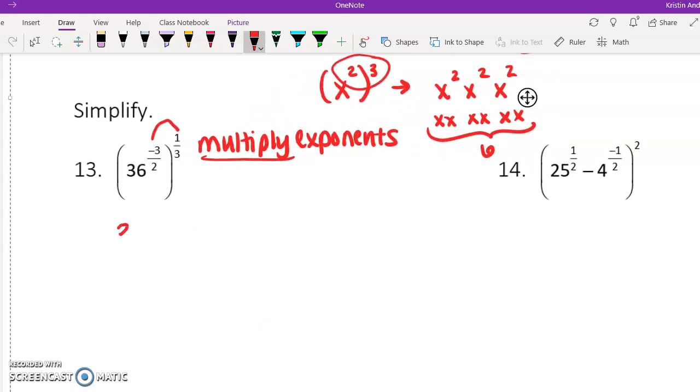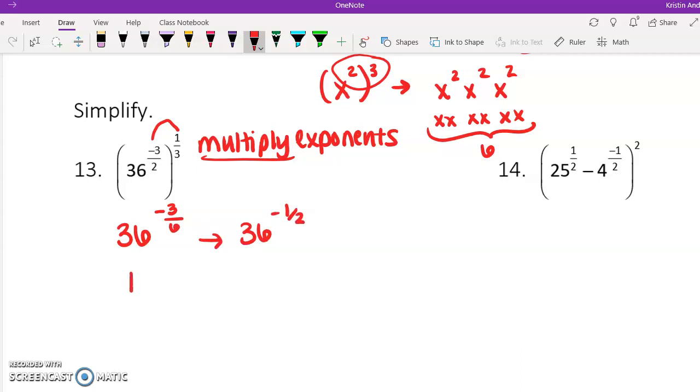I'm going to multiply, so I'll have 36. And then when you multiply fractions, you just go across the numerator and denominator. So that's -3 over 6, which simplifies to -1/2. And I know a negative power, I move to the denominator, and I make it a positive power. And I know that a 1/2 power is a square root, so my answer is 1 over 6.